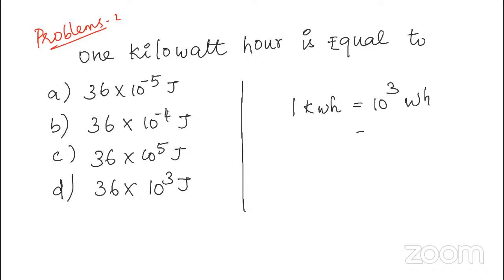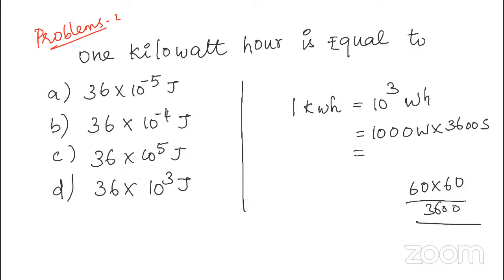10 power of 3 watts, we write it as 1000 now. 1000 watts into hours. We write an hour as 60 seconds into 60 minutes, 60 minutes into 60 seconds. So we are writing 3600 seconds. So now here it is 36 into how many zeros? 1, 2, 3, 4, 5.